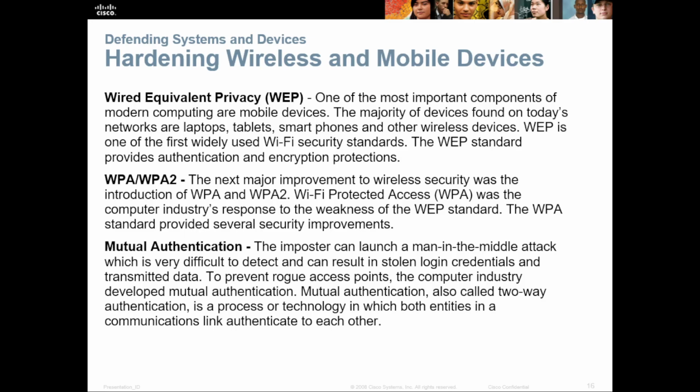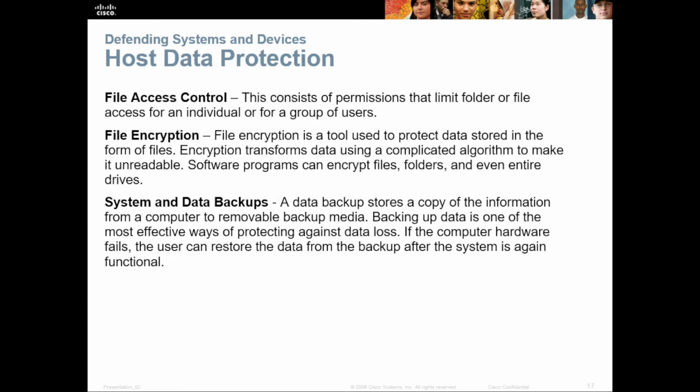Mutual authentication. An intruder can launch a man-in-the-middle attack, which is very difficult to detect and can result in stolen login credentials and transmitted data. To prevent rogue access points, the computer industry developed mutual authentication. Mutual authentication is also called two-way authentication and is a process in which both entities in a communication link authenticate to each other. And there's also file access control, which consists of permissions that limit folder or file access for an individual or group of users.